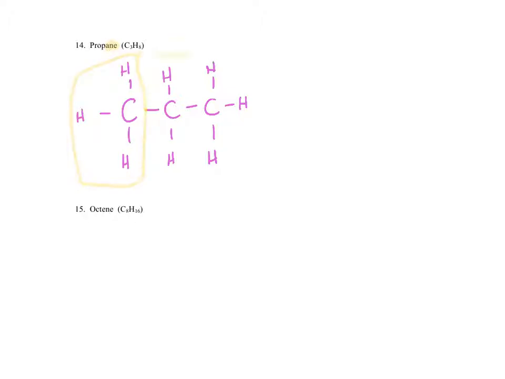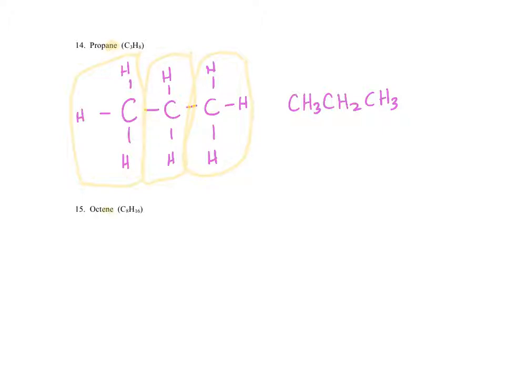Again, for the condensed formula, you're taking each carbon individually and you're writing a formula. So the first one is CH3, CH2, CH3.